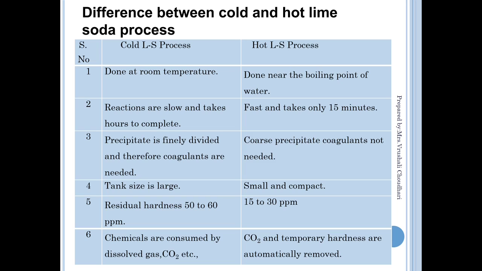In the cold soda lime process, the precipitates are finely divided, therefore coagulants are needed, while in the hot soda lime process coagulants are not required. The cold soda lime process tank size is large, while the hot soda lime process tank is small and compact. By the cold soda lime process we will get hardness down to 50 to 60 ppm, while by the hot soda lime process we will get hardness of 15 to 30 ppm.